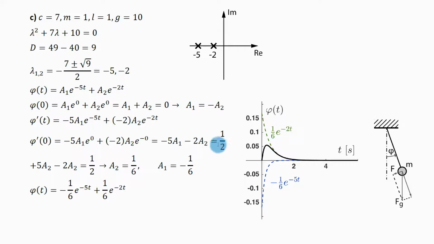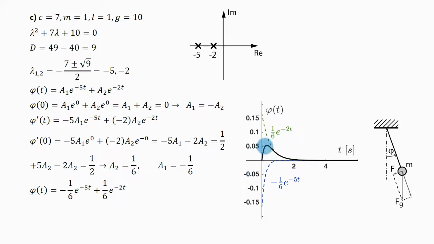So now I have this system of these two equations, which I need to solve to get my constants a1 and a2. Let's do that. From this first equation, I get that a1 is equal to minus a2. This I can substitute into this second equation, which will give me this equation. And from there, I can write that a2 is 1 over 6. And from here, I can write that a1 is minus 1 over 6. So now I can take these constants, substitute them into the general solution, and that will give me my particular solution. This is how my system will behave for my initial conditions.